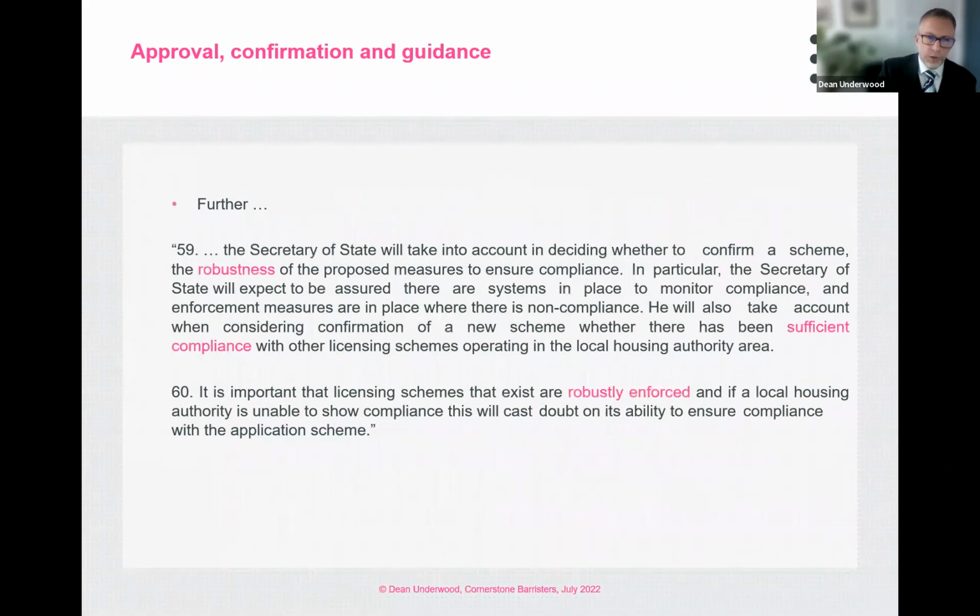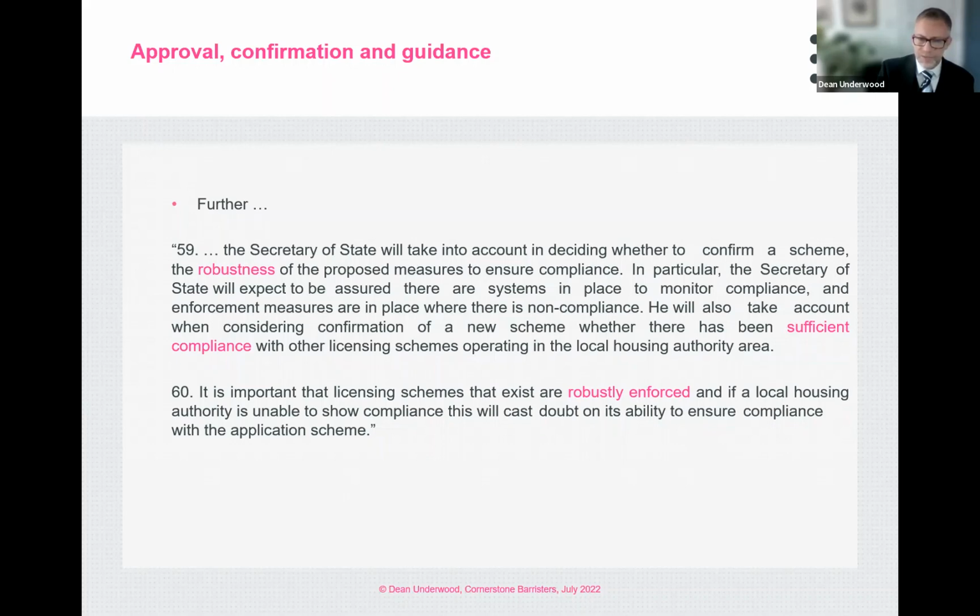The guidance goes on, and perhaps importantly, and I'll read this out because it really is quite significant, as follows: at paragraphs 59 and 60, the Secretary of State will take into account in deciding whether to confirm a scheme the robustness of the proposed measures to ensure compliance. In particular, the Secretary of State will expect to be assured that there are systems in place to monitor compliance and enforcement measures are in place where there is non-compliance. He will also take into account, when considering confirmation of the new scheme, whether there's been sufficient compliance with other licensing schemes operating in the local housing authority area.